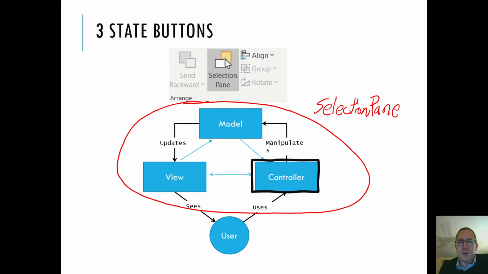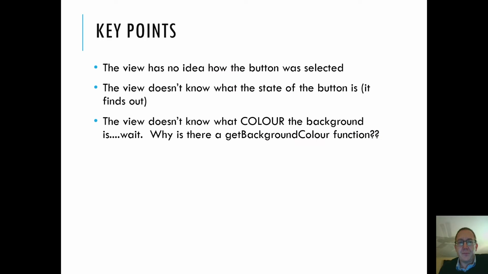Okay, so the controller goes to the model, then tells the view, hey, change. The view has no idea how the button is selected. Does it use a finger? Does it use a mouse? Does it use a keyboard? You don't care. That's the point. The view doesn't know what state the button is in. It finds out. And the view doesn't know what the background color is, which we'll look at when it comes to our code. It doesn't need to know. It doesn't want to know. That's part of the model. It can ask for what the color is, but it has no need to know what the color of the background is.